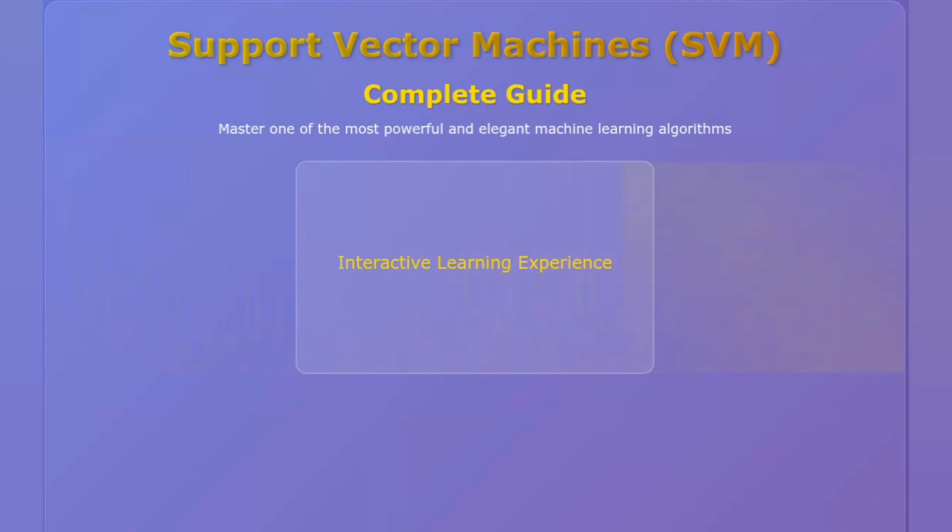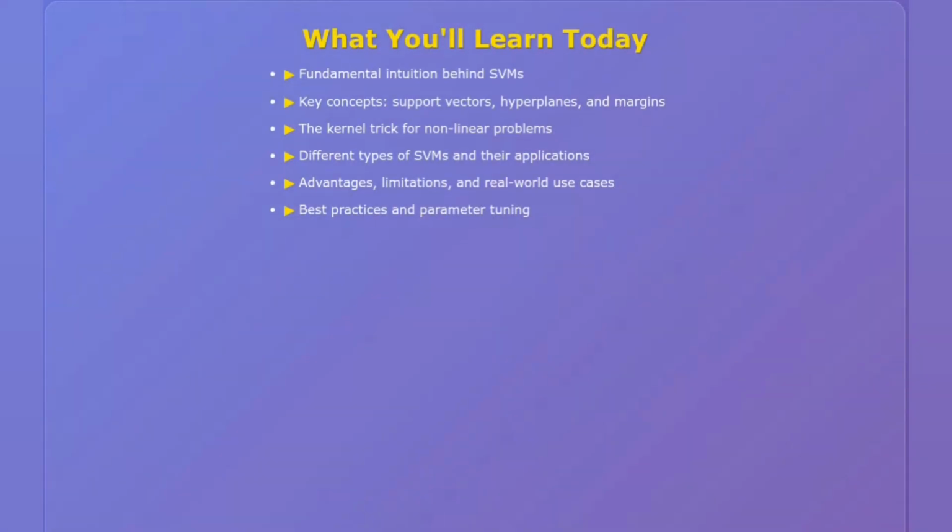Here's what we'll cover in the next 15 minutes. First, we'll start with the fundamental intuition behind SVMs, what problem they're trying to solve, and why they're unique. Then we'll explore the key concepts like support vectors, hyperplanes, and margins. We'll understand how the kernel trick makes SVMs incredibly powerful for nonlinear problems. I'll show you the different types of SVMs and when to use each one. Finally, we'll discuss the advantages, limitations, and real-world applications of this algorithm.